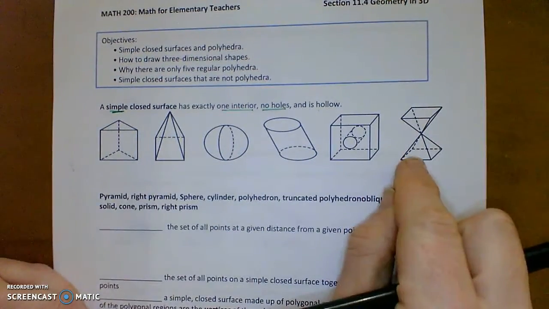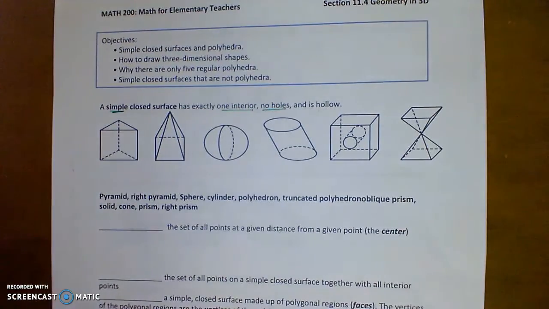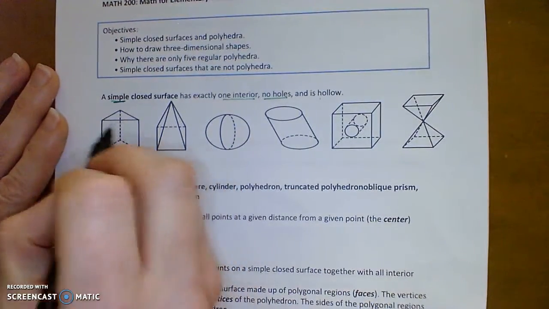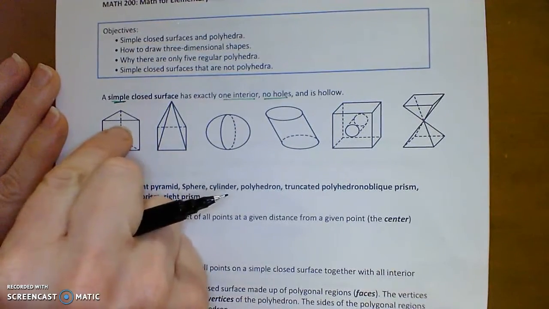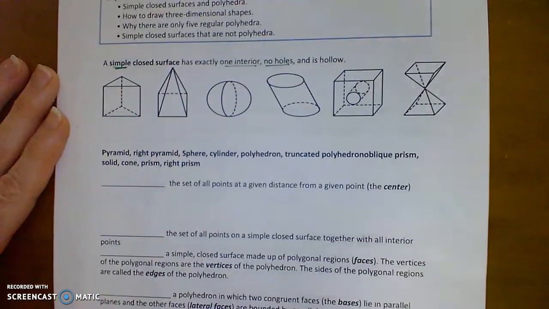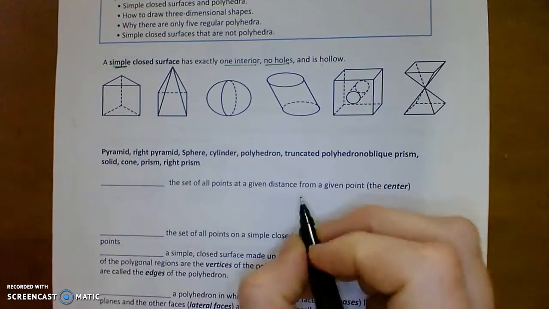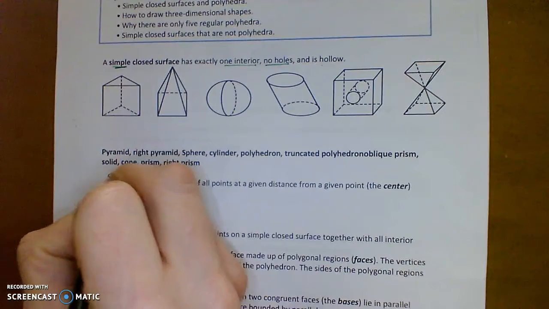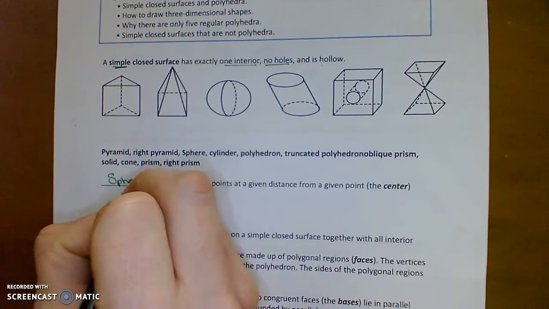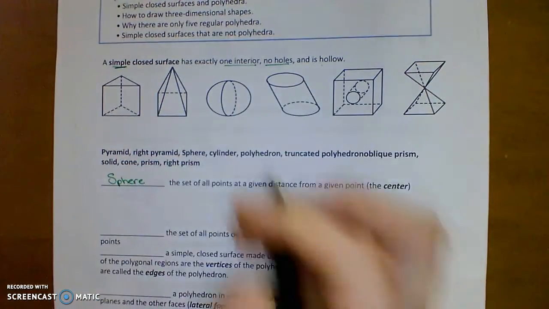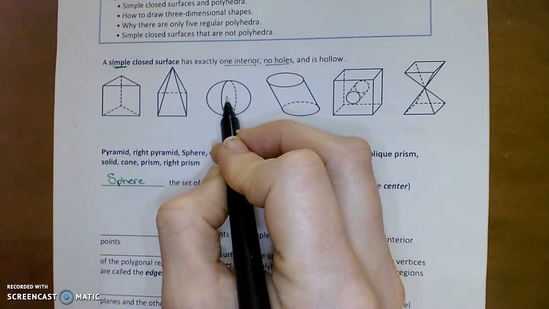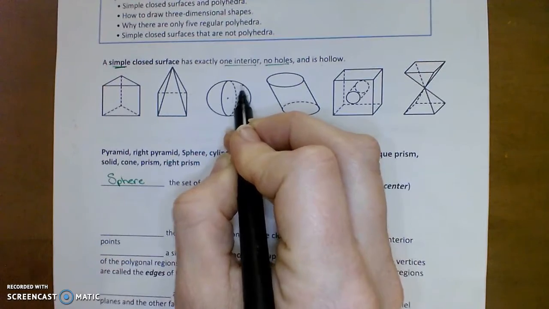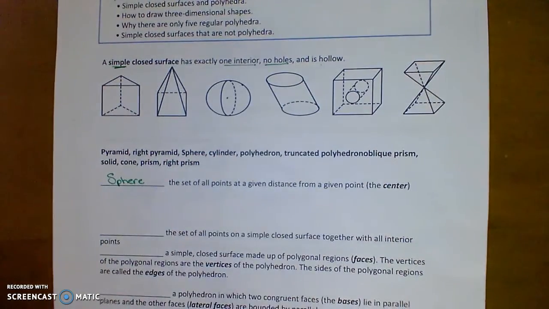So here's some examples of pictures of these simple closed surfaces. So we're not talking about the inside of this object, just the surface of it. All right, so the set of all points at a given distance from a given point, the center, is called a sphere. The cross section of a sphere would be a circle here. And you can imagine that there's a center inside of the sphere, and every point on the sphere is a given distance away from that center.